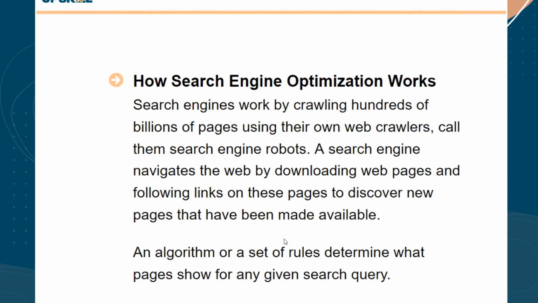There's an algorithm, or there are algorithms, that determine what pages show for every given search query. Now, there are more than 200 of them for Google alone. Others, DuckDuckGo, Yahoo, Bing, also have their own set of rules that they follow to determine what to show you. So you will have to do a little bit of research, but in the next slides, I'll share with you some of those that are most common and most important.